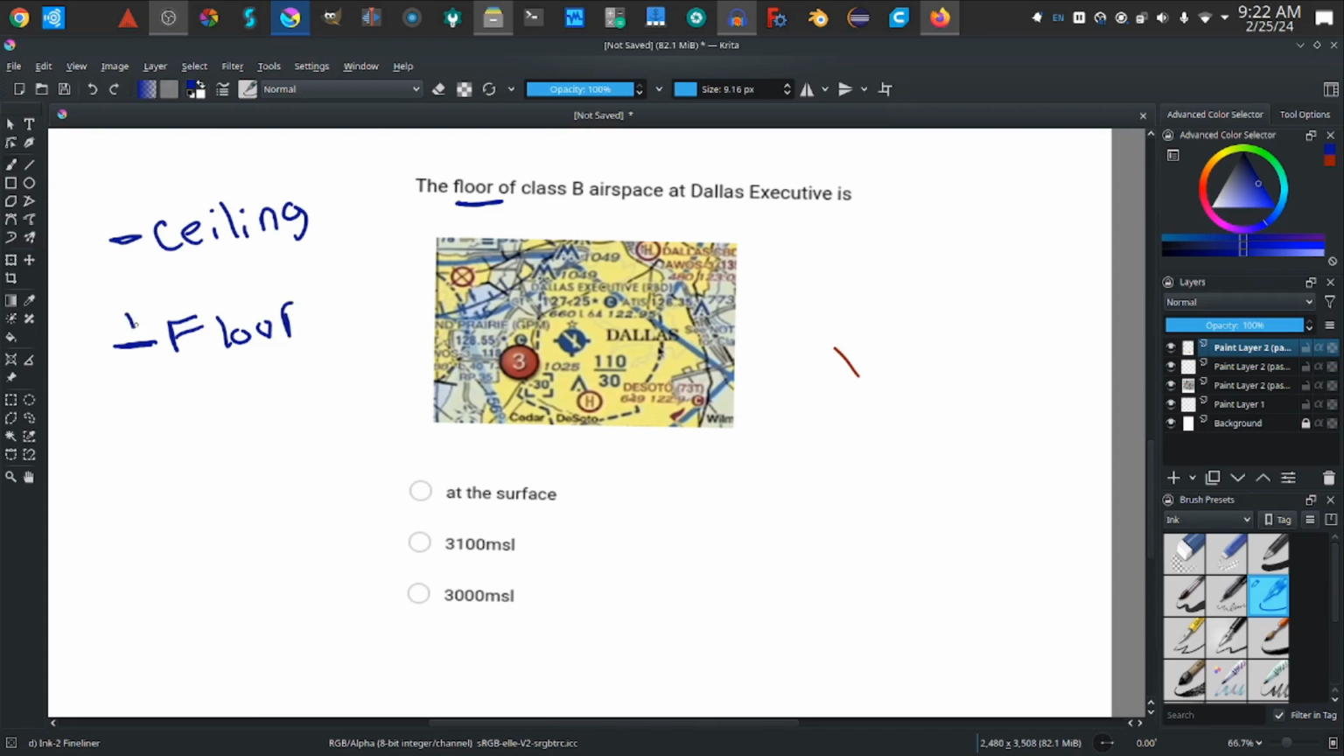My floor, right here, of Class B airspace at Dallas Executive is now. Class B airspace, this is how Class B airspace should look. And you know I'm using my human hand, so it's going to be sort of jagged. This is how it looks in its perfect form: a circle with a bunch of little dashes around it. The only place I see it is right here, but it's not complete. If you want to, you can make the rest of those dashes.